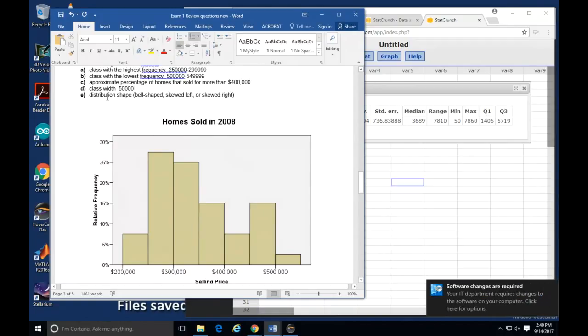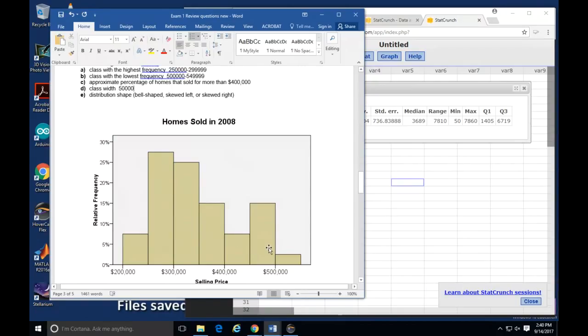And then this one, looking at the distribution shape, this one would probably be skewed to the right because we do have more of the data on the left side. It's definitely not symmetric, so it couldn't be bell-shaped. But for this one, since we do have more of the data on the left side, that means it would probably be skewed to the right.